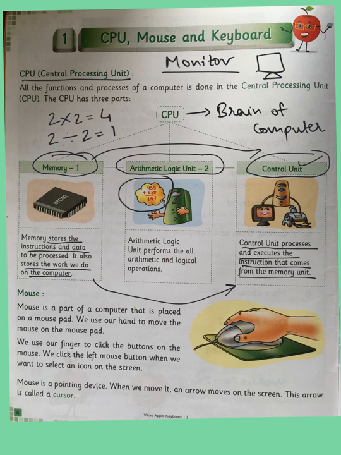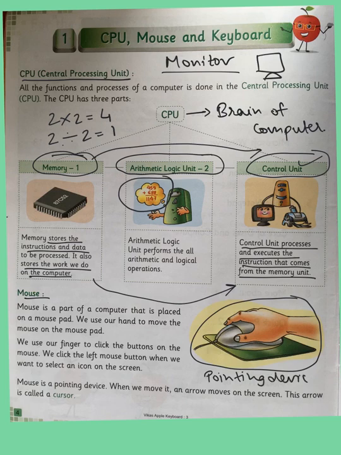Now we will move to the next part, that is the mouse. So the mouse is a part of a computer that is placed on a mouse pad. We use our hand to move the mouse on the mouse pad. Like you can see in this picture over here, this is called a mouse in the computer language. This is not the mouse that the cat eats. It is the mouse in the computer language, which is placed on a mouse pad, and we use our hand to move the mouse. So the mouse is also called a pointing device.